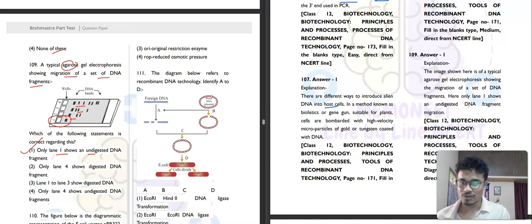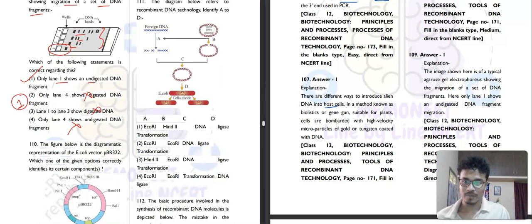And only lane 4 shows digested DNA? No, these are all digested DNA. This is not the correct answer. Lanes 2, 3, 4 all show digested DNA. This is also not correct. Only lane 4, this is not correct, right? So the first option will be your correct answer for this question. You can deduce it from the picture.